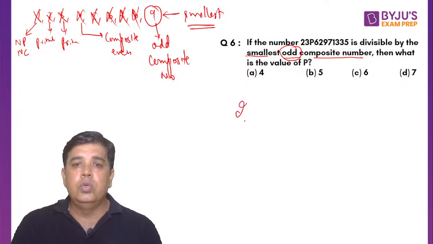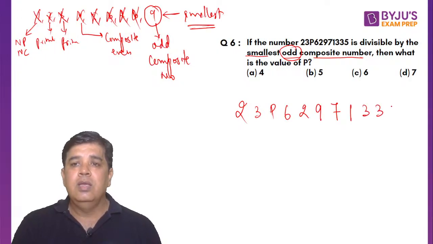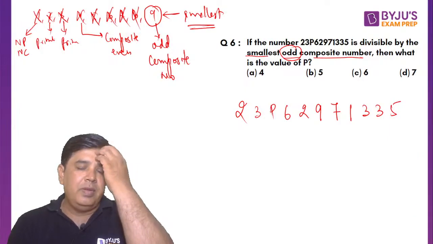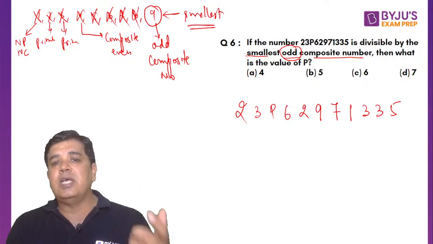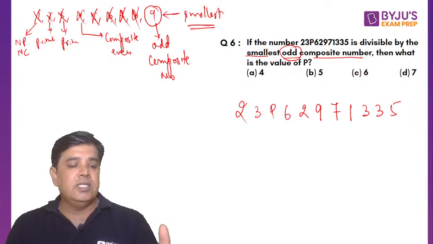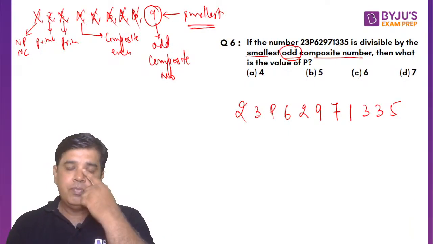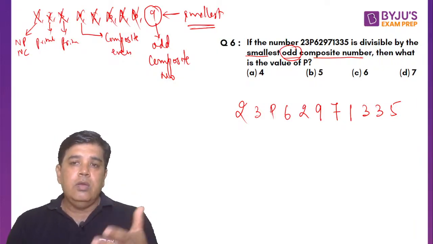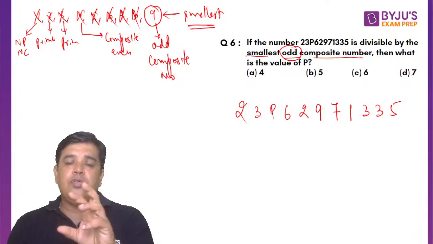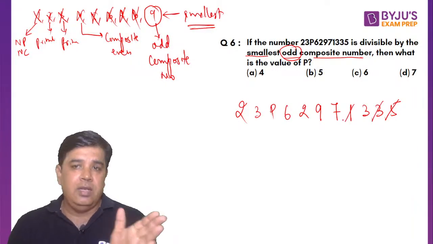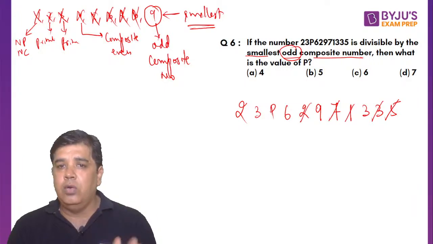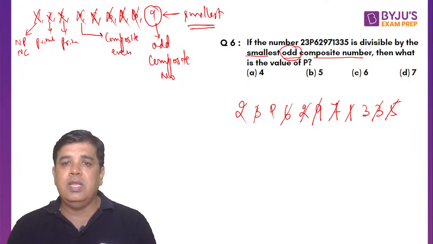Okay, so 2, 3, P, 6, 2, 9, 7, 1, 3, 3, 5. What is the rule of divisibility of 9? The number is divisible by 9 if the sum of all the digits is divisible by 9. Okay, now what is the trick? See, make the pairs of the number which add up to 9 and cancel them out. Like 5 and 3, 8 plus 1, 9, out. 7 and 2, 9, out. 9, out. 6 and 3, 9, out.